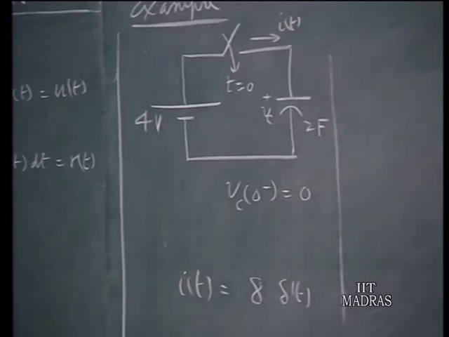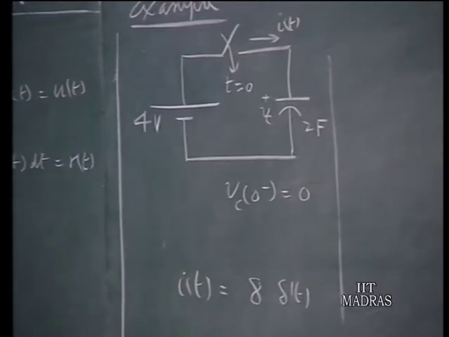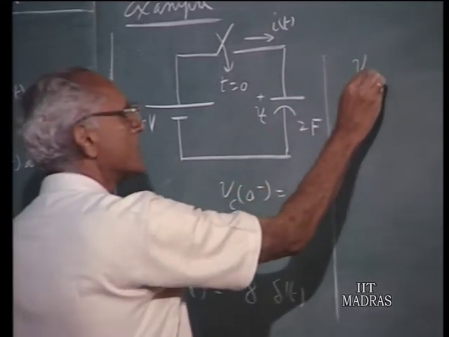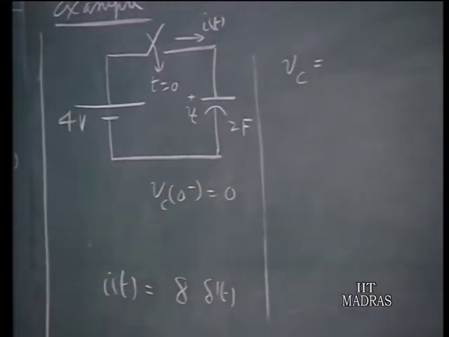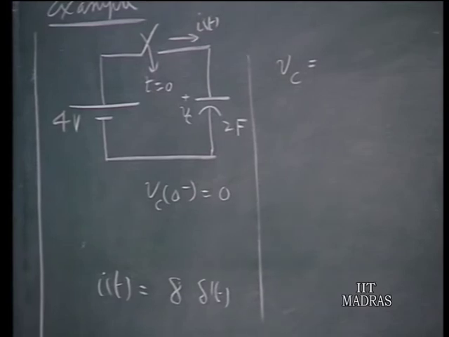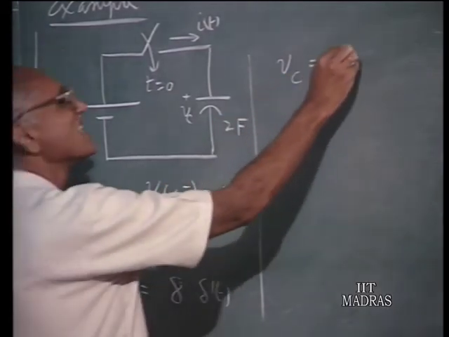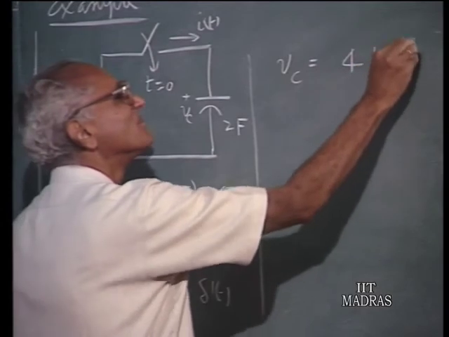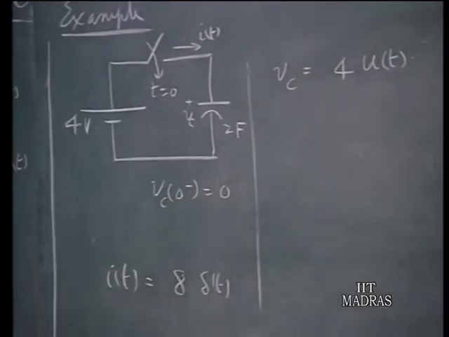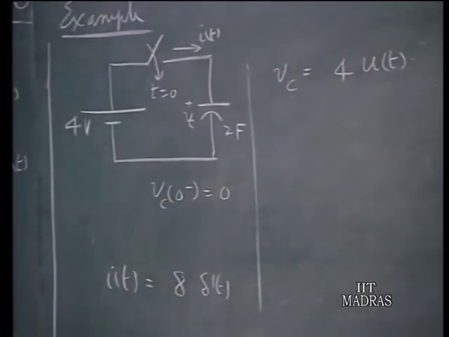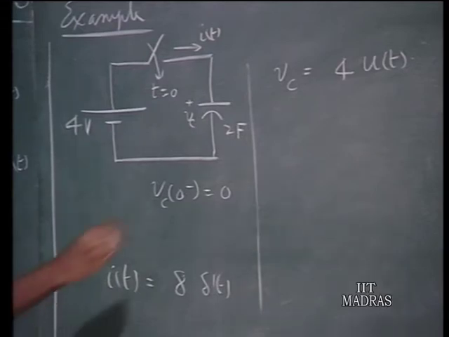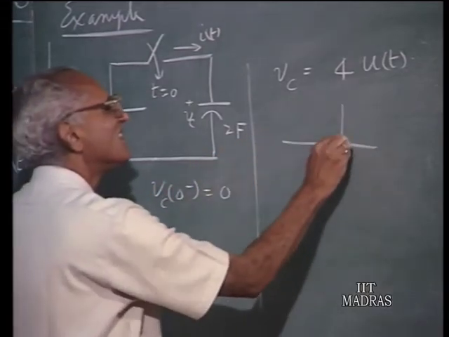You can arrive at this result in a more formal way. Of course, we have physically argued that this should be the answer, but you can say that the capacitor voltage Vc, what is the expression for it? For time t less than 0 it is 0, for time t greater than 0 it is 4 volts once you close the switch. Therefore, Vc can be written as 4 u(t). That is the voltage waveform across the capacitor. It will be like this.